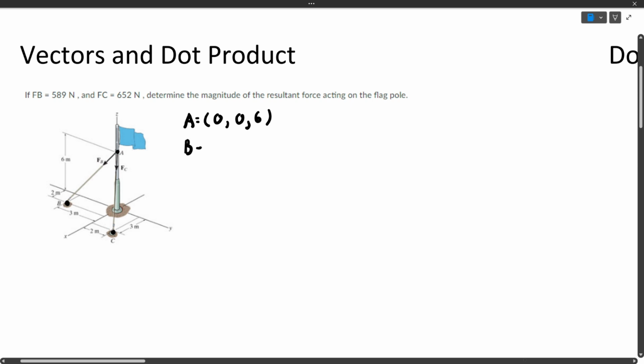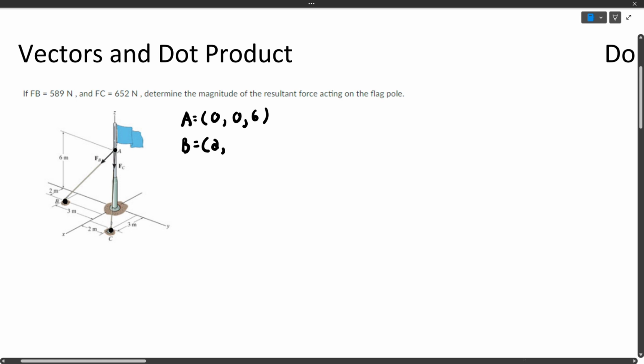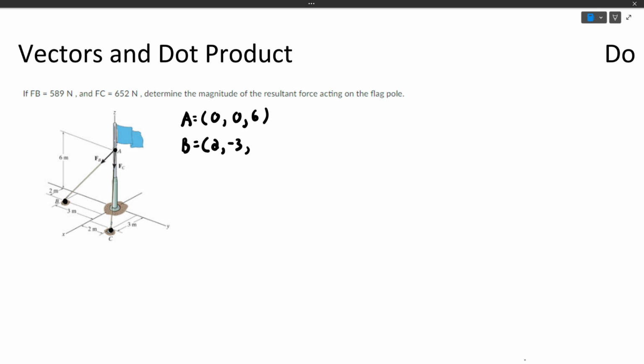Now our point B is going to be at 2 in the x. It's going to be negative 3 in the y, and it's going to be 0 in the z. Now we're going to do the same thing for C. This is going to be 3 in the x, 2 in the y, and 0 in the z.